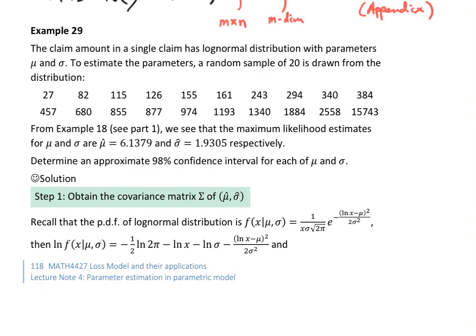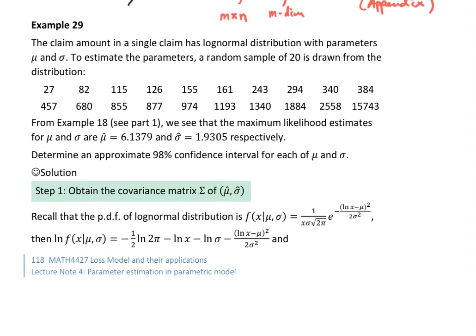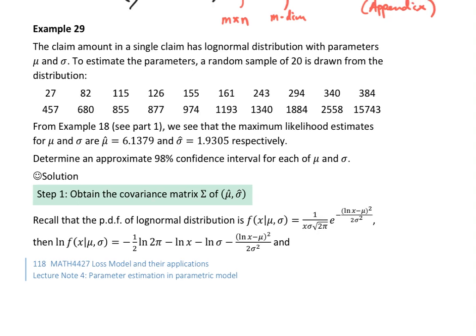After this, let us take a look at a numerical example. In this example 29, I reconsider example 18. The story is something like this. Let's say we have the claim amount in a single claim, which has the normal distribution with unknown parameters mu and sigma. We would like to estimate this mu and sigma, so we take out a random sample of size 20. We list it here.